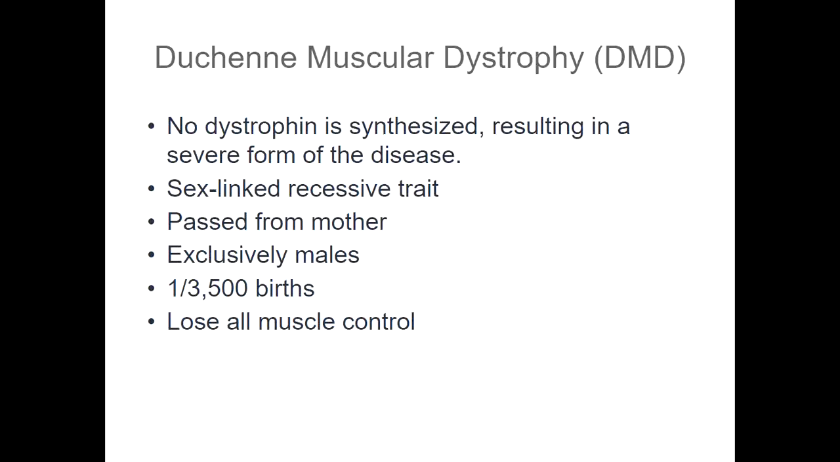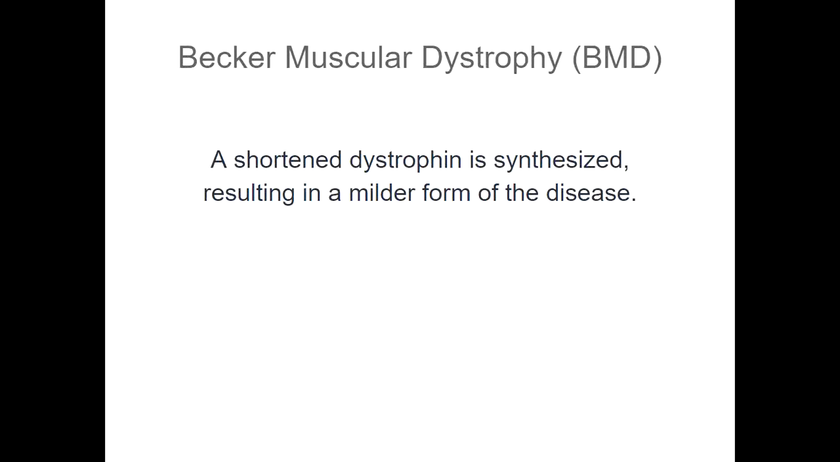Now, there are other MDs, one of which is Becker muscular dystrophy. This particular muscular dystrophy called BMD, you do make some dystrophin, it's just shortened. So what happens is that you have weakening in areas of the body, but your muscles can still contract like they're supposed to. They just may not contract as effectively or as efficiently. So you get a very mild form of the disease.